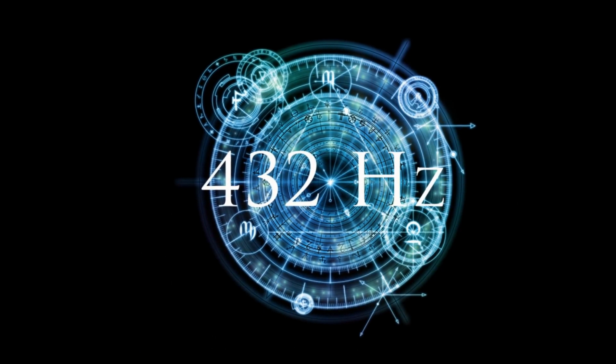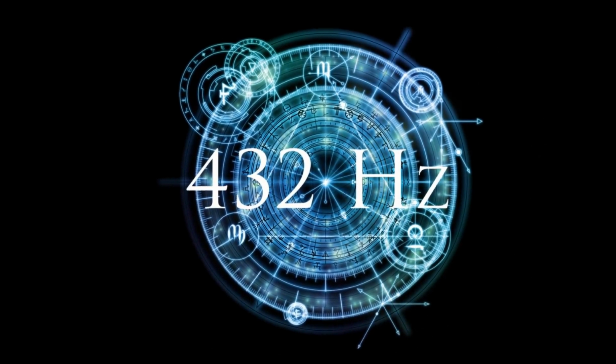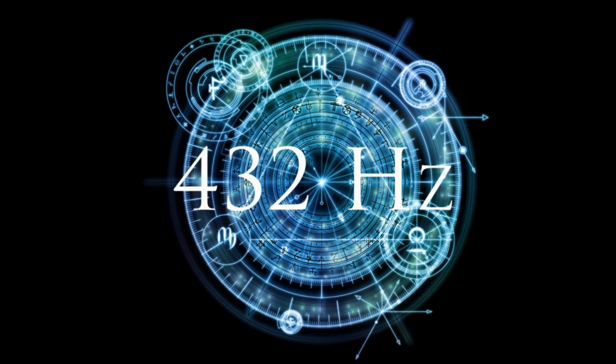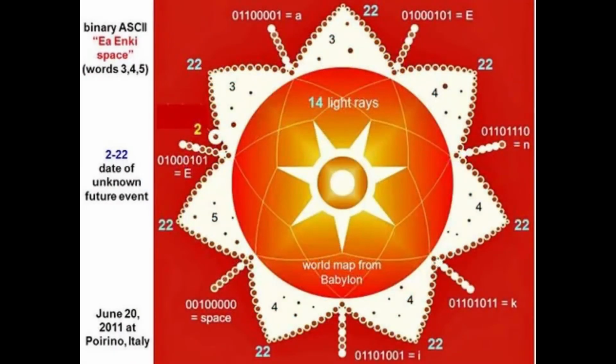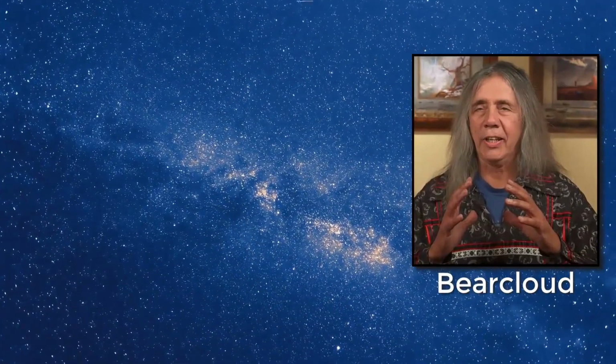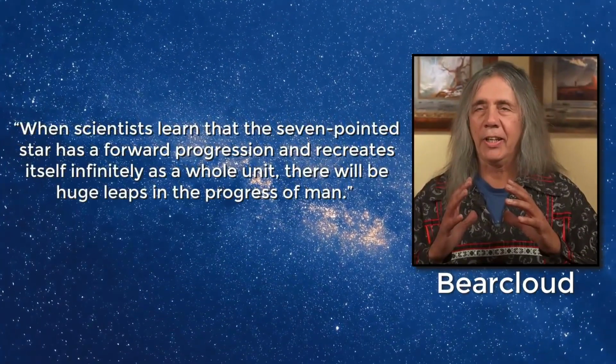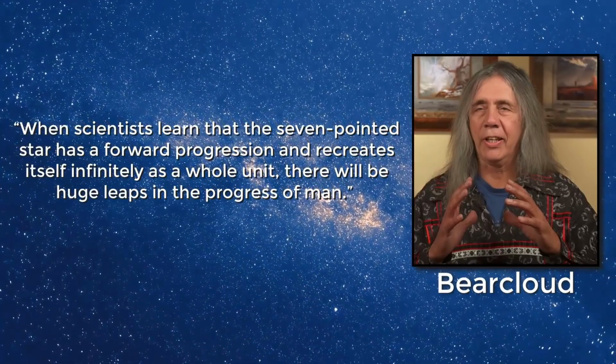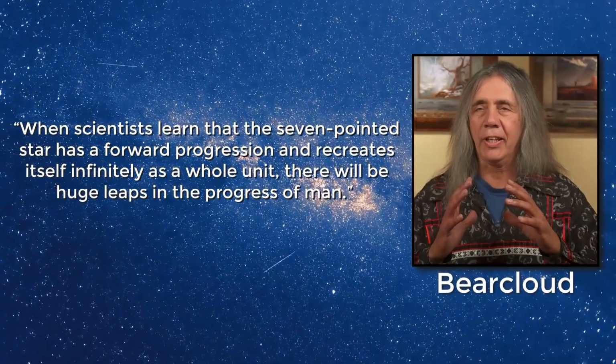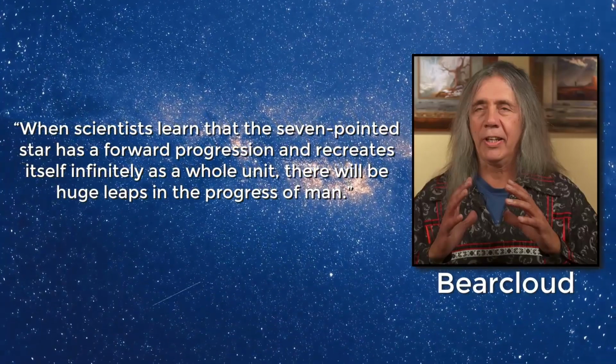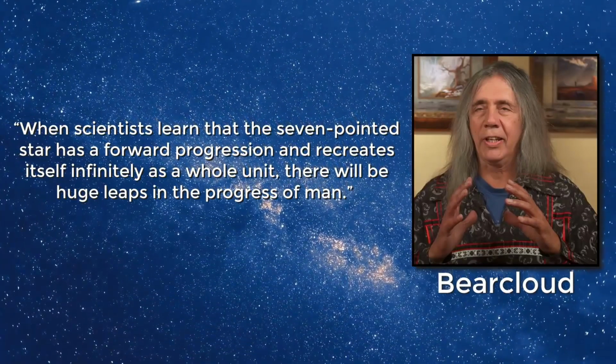Significantly, 432 Hz is known as the magic number, the natural frequency of the universe. Because of this, it has been suggested that the appearance of a 7-pointed star crop circle is a coded message. But what sort of coded message? A prominent Native American elder named Bear Cloud has cryptically suggested, when scientists learn that the 7-pointed star has a forward progression and recreates itself infinitely as a whole unit, there will be huge leaps in the progress of man.